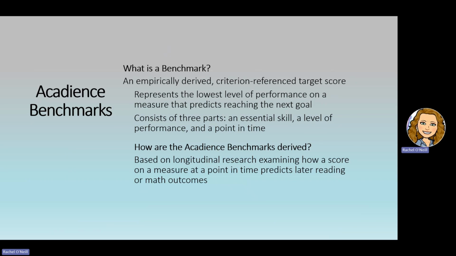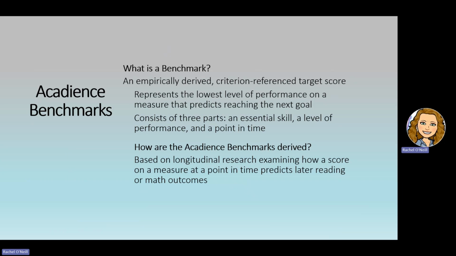There are some elements of Acadience benchmark and how they were developed that are fundamental to understanding and using data effectively. The first thing you need to know is that Acadience benchmarks are research-based target scores. They are criterion reference scores. This means they're predetermined levels of performance against which a student's scores are compared. It is a set level of performance. You could have all students achieve a score above benchmark, or you could conceivably have all students score below the benchmark. This is different from a norm reference score, such as percentile ranks, in which a student's performance is compared to the performance of other students.